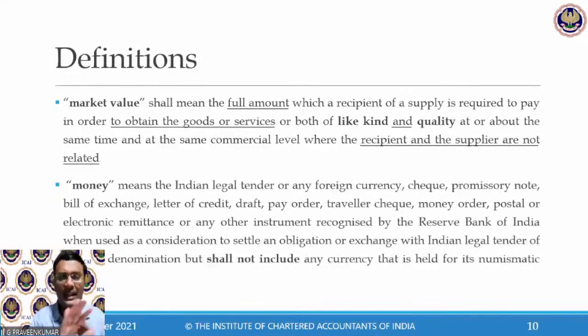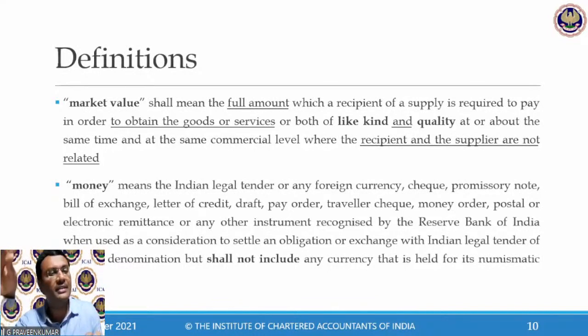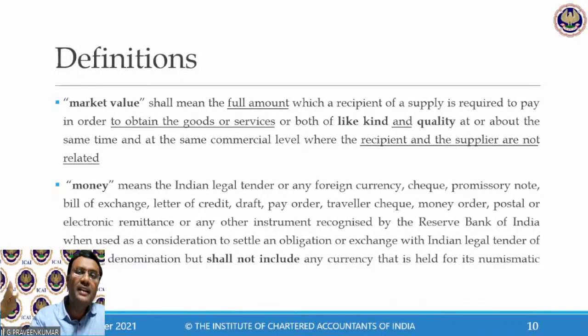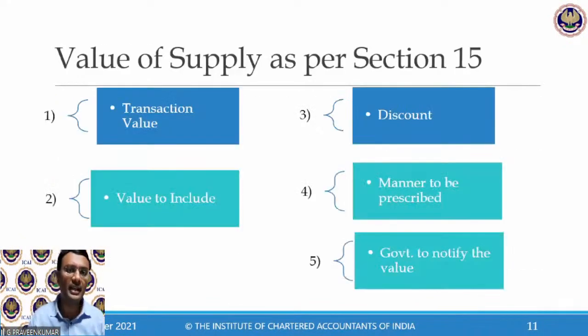Money, in simple terms, includes all the legal tender, which is as good as your foreign currency, cheque, promissory note. Why do we refer to this term money? When we read section 15, it talks about consideration in money. What do you mean by money? Money is something used as a tender for transaction: a currency, cheque, promissory note, bill of exchange, letter of credit, draft, all this forms part of my money. But it shall not include a currency which is held for numismatic value. Money which is just held for numismatic value is generally kept outside. Other than that, all the transactions are part of my money.